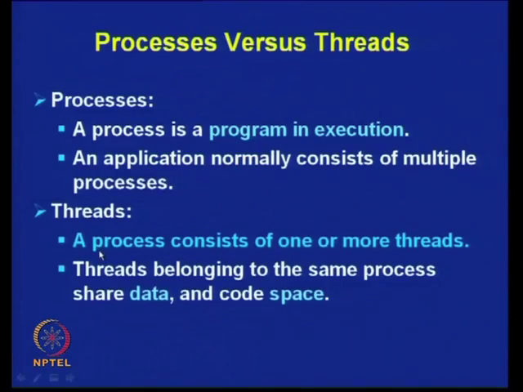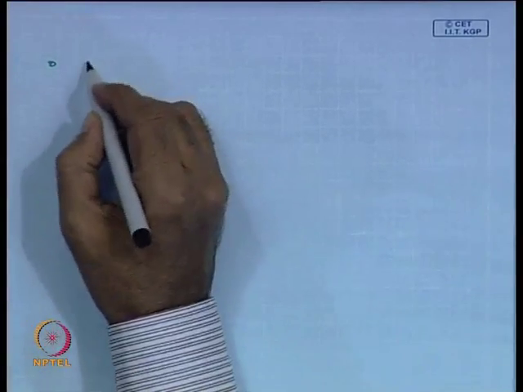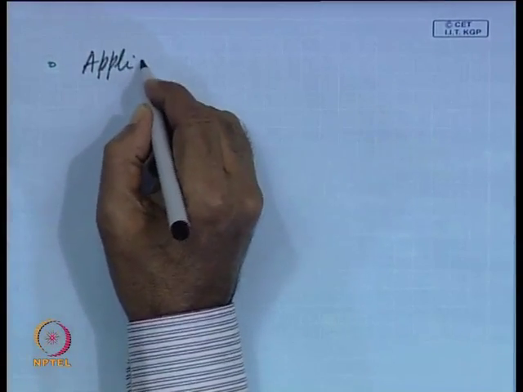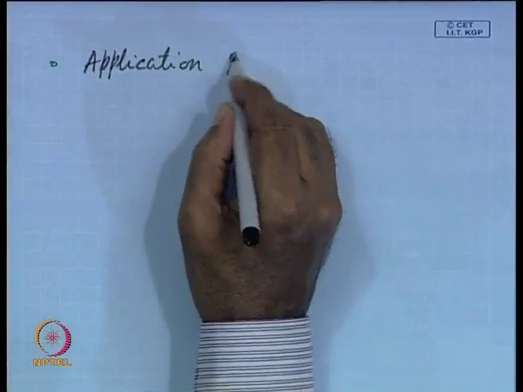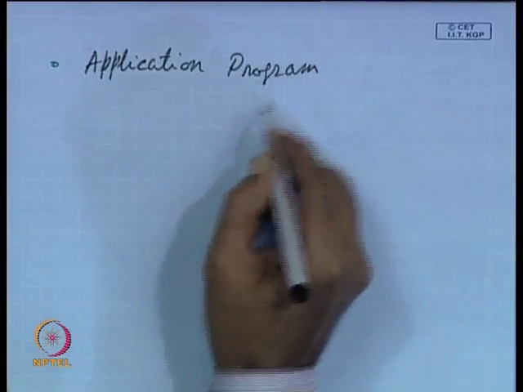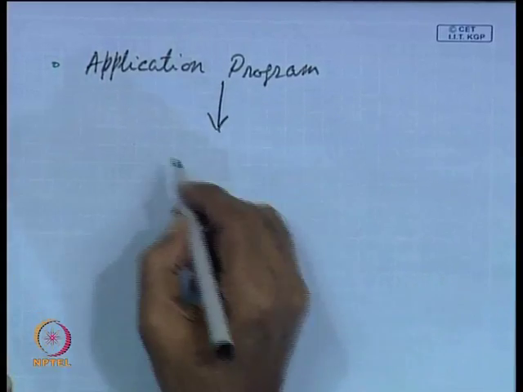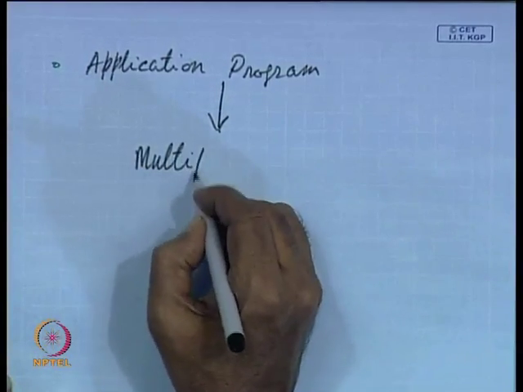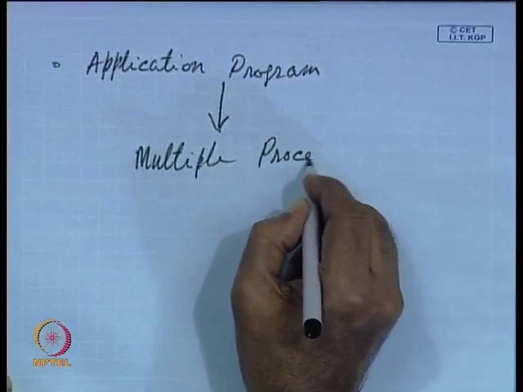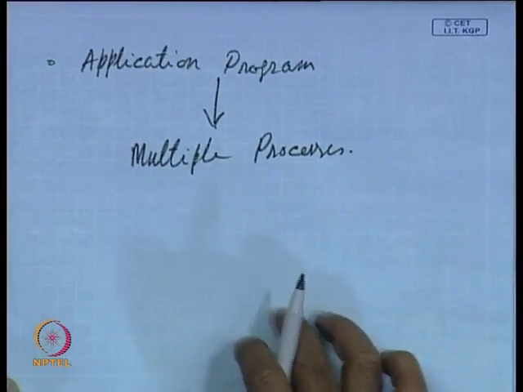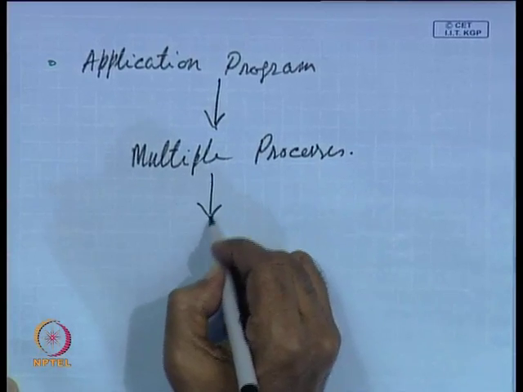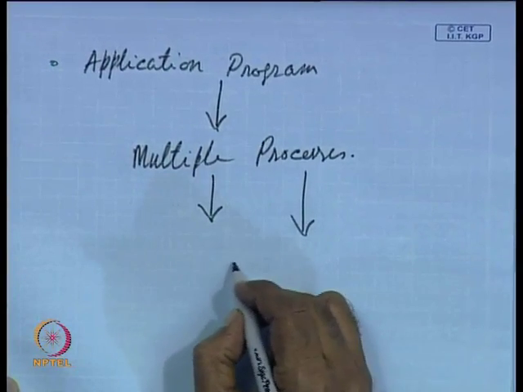On the other hand, a process consists of one or more threads. So here we can say an application program can lead to multiple processes. A single application will give you multiple processes, and each process in turn can give you multiple threads.